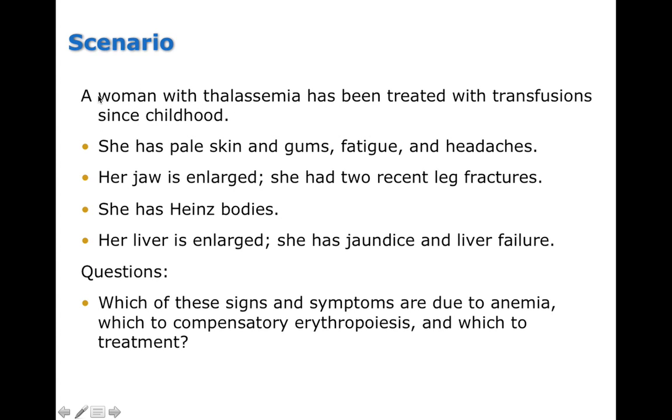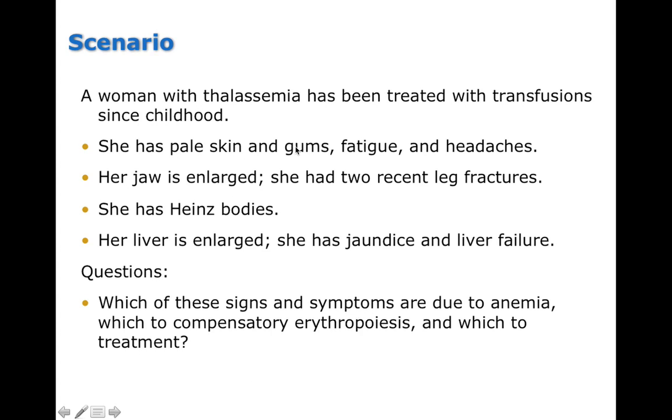Now, the scenario says here, a woman with thalassemia has been treated with transfusion since childhood. She has pain, pale skin and gums, fatigue and headaches. Her jaw is enlarged and she has 2 recent leg fractures. She has Heinz bodies and her liver is enlarged and she has jaundice and liver failure. So which of these signs and symptoms are due to anemia, which is due to compensatory erythropoiesis, and which is due to the treatment?